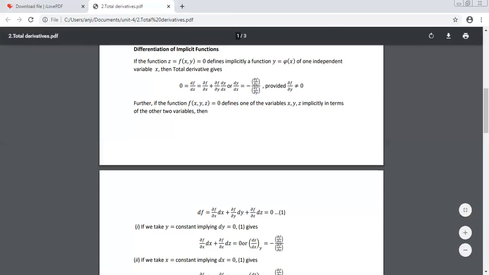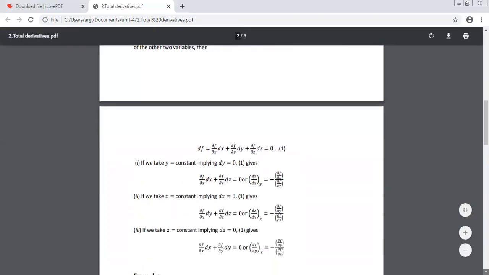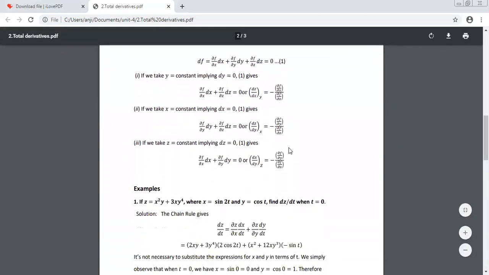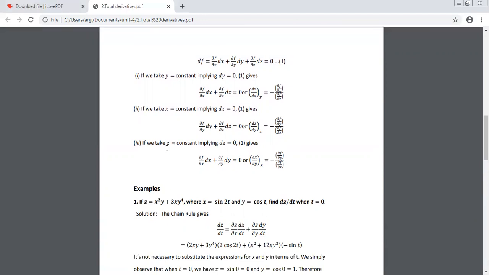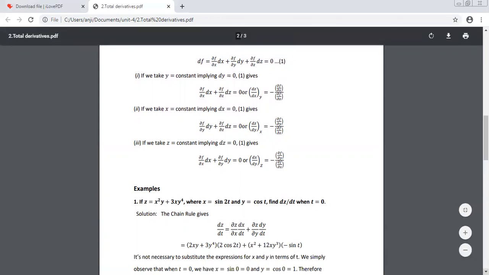If we take x equals constant, implying dx equals 0, then dou f by dou y into dy plus dou f by dou z into dz equals 0. If we take z equals constant, then dz equals 0. So we'll get dou f by dou x into dx plus dou f by dou y into dy equals 0. Now we see some examples.